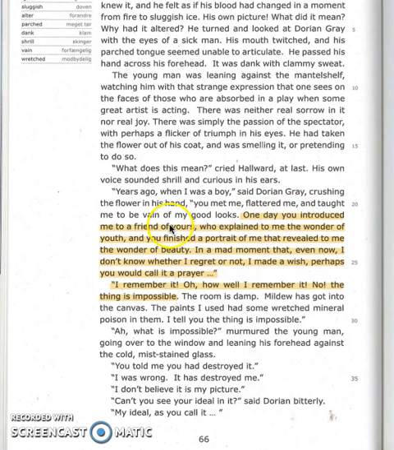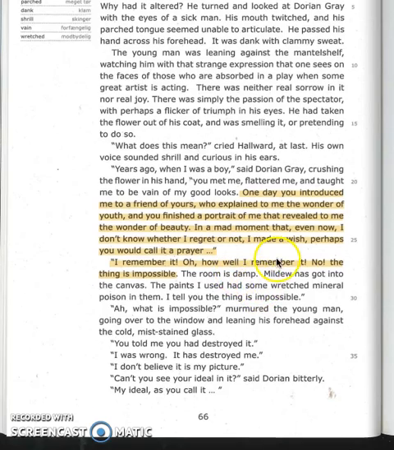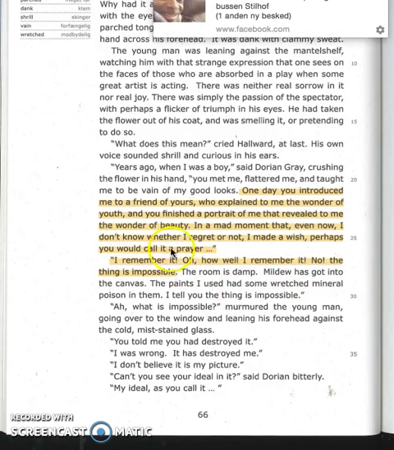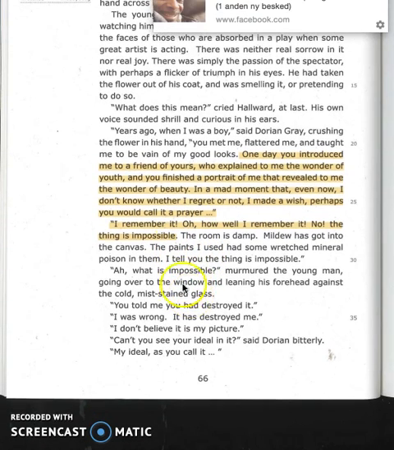One day you introduced me to a friend of yours who explained to me the wonder of youth, and you finished a portrait of me that revealed to me the wonder of beauty. In a mad moment that even now I don't know whether I regret or not, I made a wish, perhaps you would call it a prayer. Basil answers here, I remember it, oh how well I remember it. No, the thing is impossible. He says that he does remember, but he doesn't really want to remember, we can see here.